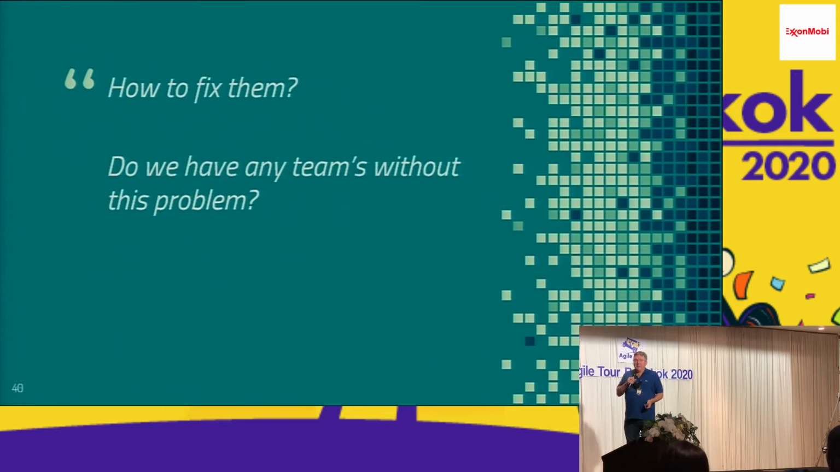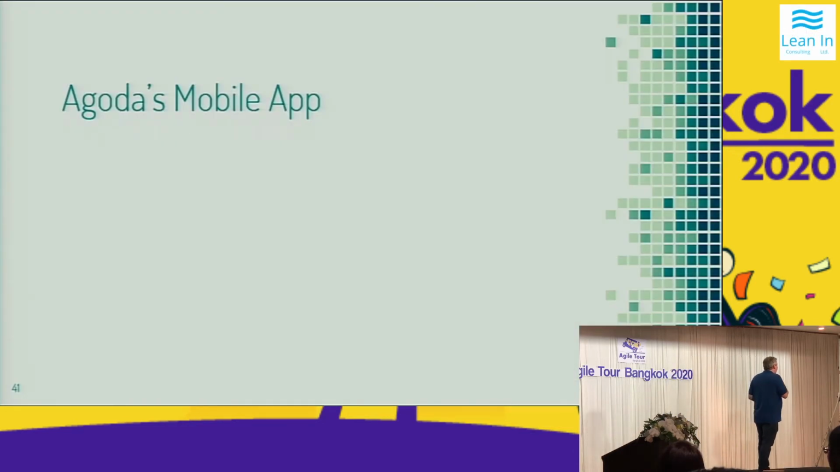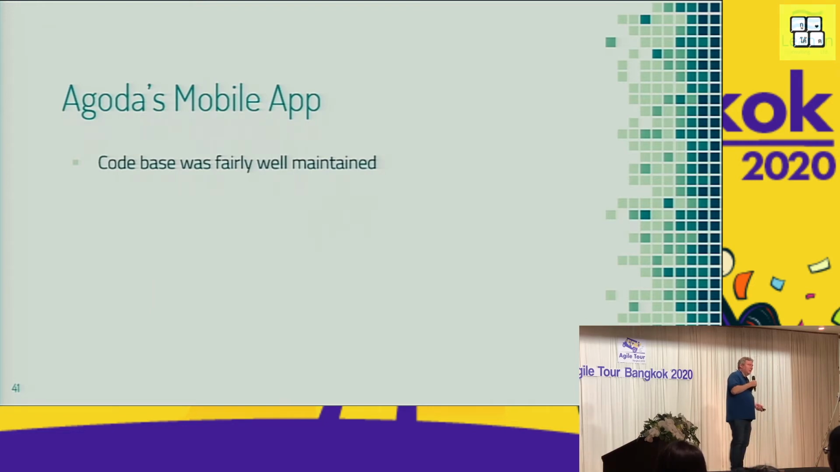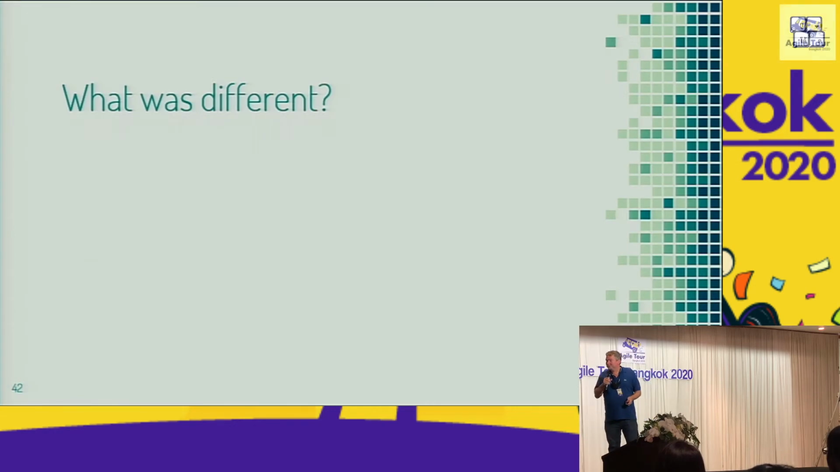Do we have any teams without this problem was the next question we asked. We had a look at a few of the other teams and systems to see, are there any systems that have quite nice code? We had a look at the Agoda mobile app a while back, and we found the code base wasn't too bad. It wasn't the best, but it didn't have a lot of the problems that the other ones did. And we asked ourselves what was different here.